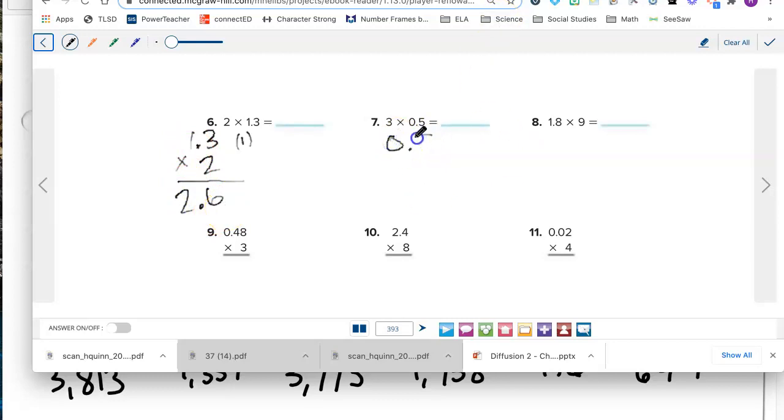Put the number with the greatest amount of digits up top. Write how many digits are behind it. I know I need to have that in my answer. This is 15. That's 0 plus 1 is 1. I need to have 1 digit behind it, so I'll put it there.